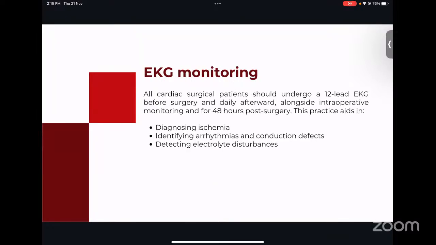After cardiopulmonary bypass, each patient should be monitored with a 12-lead ECG before surgery and daily afterward, alongside intraoperative monitoring for 48 hours post-op. This will help us to diagnose ischemia early, identify arrhythmias and conduction defects, and detect electrolyte disturbance.